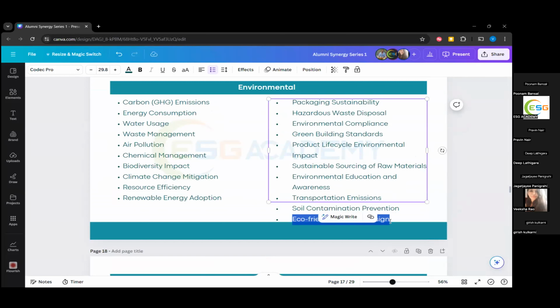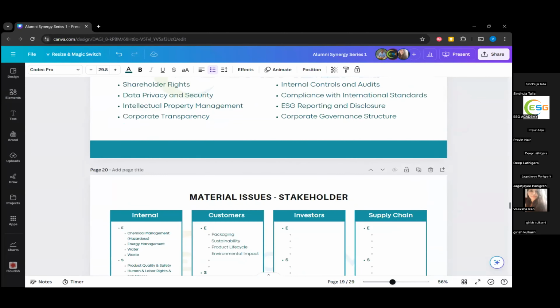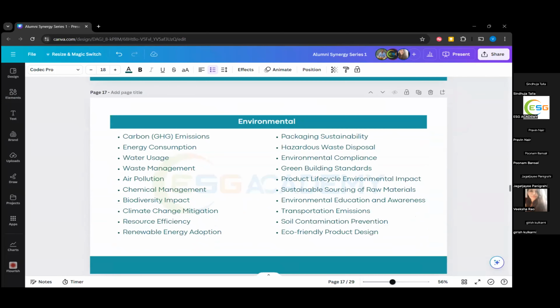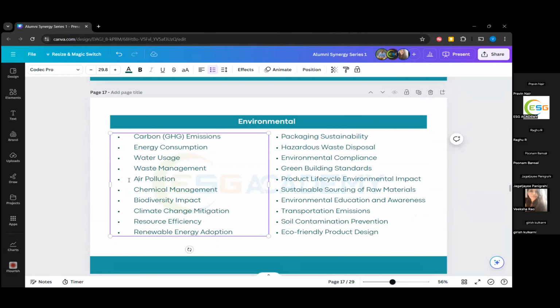Putting together, for customer maybe environmental education and awareness. Not for customers, hazardous waste disposal, not that much. So packaging is one thing. Should I say air pollution or carbon emission? Which one was told? Why is the customer concerned about that? Customer might be concerned about the air pollution, but the carbon emission will be more for investors.